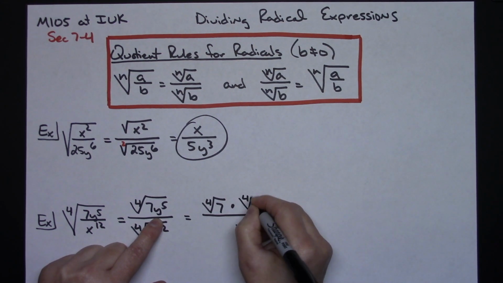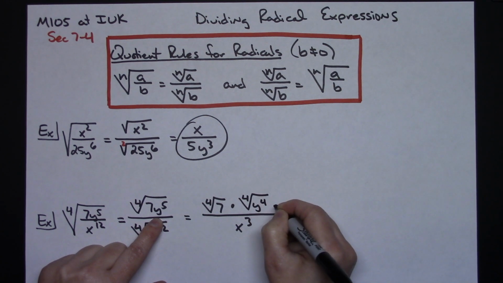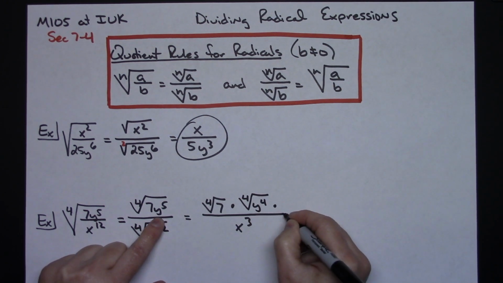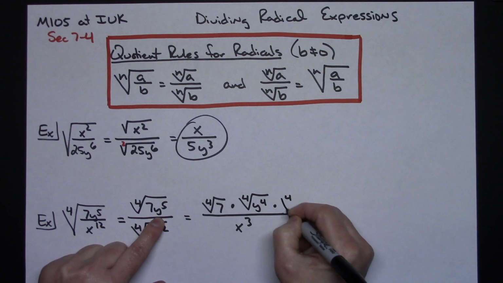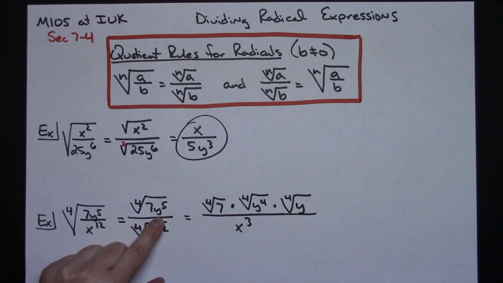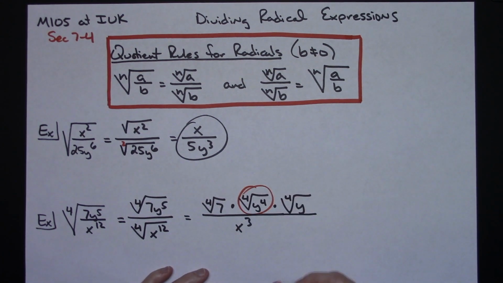So I'll have a 4th root of y to the 4th. I've used 4 of those y's. I have one of those y's left over. So the 4th root of y to the 1st. I don't need to write the 1 there. Now, this one in the middle here, that's a perfect 4th root. 4 divided by 4 gives me a 1, so a plain y is going to come out there.